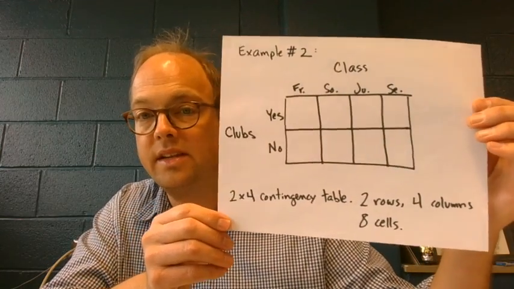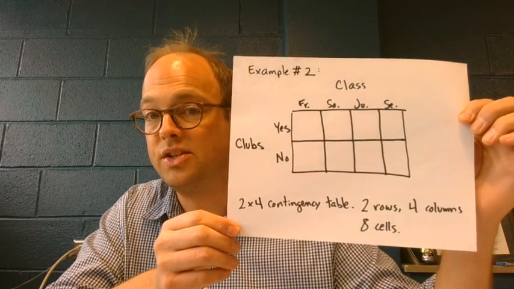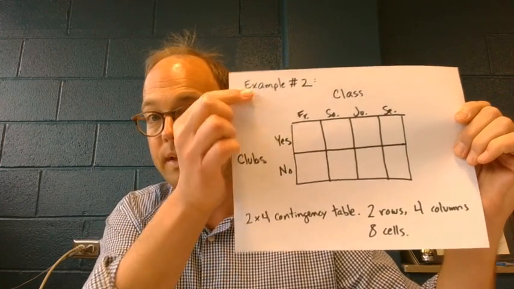I will refresh you regarding the null hypothesis, and then I will present the contingency table, which I've also created as handouts on Blackboard. Null hypothesis from example number 2. Class in school measured as freshman, sophomore, junior, senior is not related to or is independent of participation in extracurricular clubs, measured as yes, some participation, or no, no participation. I've created this contingency table to represent that hypothesis, example number 2.